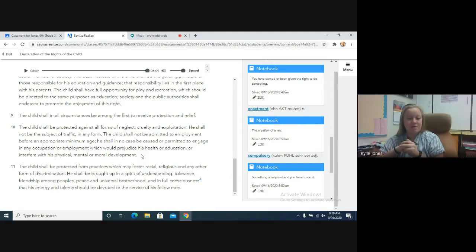And then that last one, number 11, is just children should not be discriminated against, like left out of anything. You got to be nice, basically. Like treat children with respect. That's kind of what the last one is.